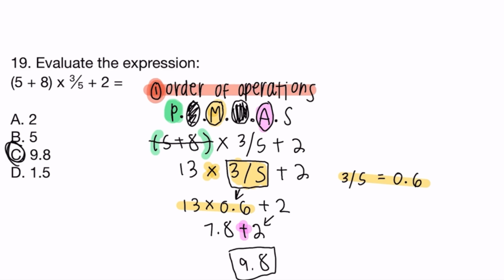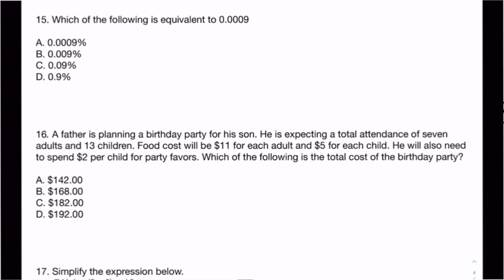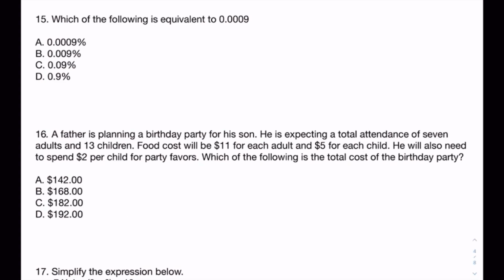Now this is a really, really important thing to know. If you don't know it, put it in your head and keep it there because this will come in handy for your test. I promise that. So this one, let's see. Which of the following is equivalent to 0.0009? So the first thing I always do is, of course, write it out.